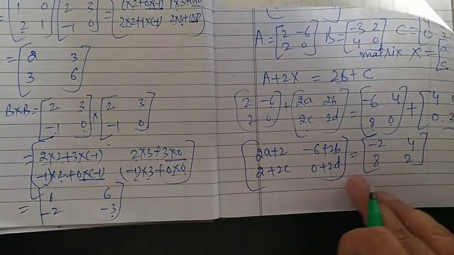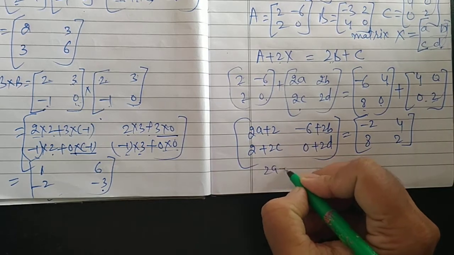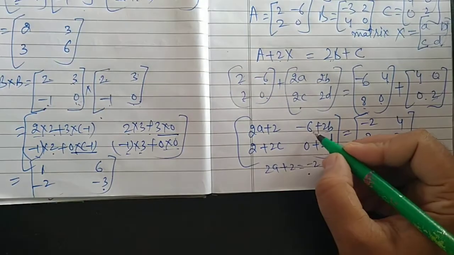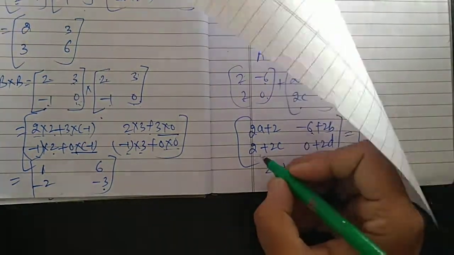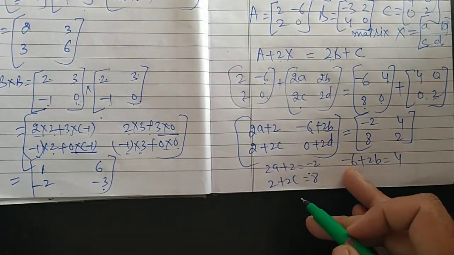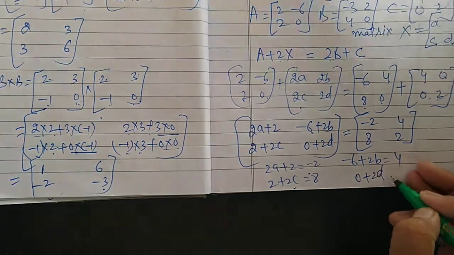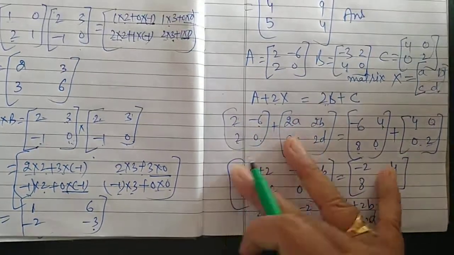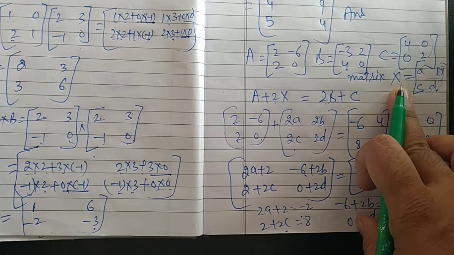Now equate each. 2a plus 2 is equal to minus 2. Here you will get the value of a. So also here equate, minus 6 plus 2b is equal to 4. Then 2 plus 2c is equal to 8. Here you will get the value of c. Then 0 plus 2d is equal to 2. Here you will get the value of d. Then put this in this matrix, you will get the value of X.